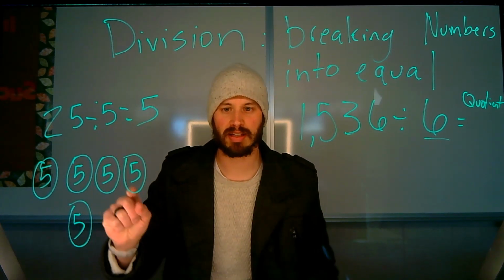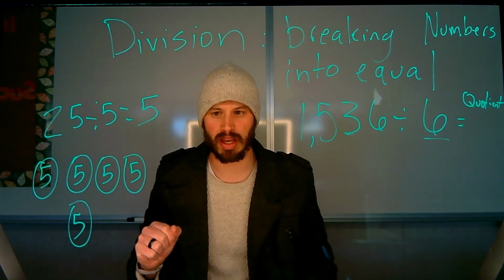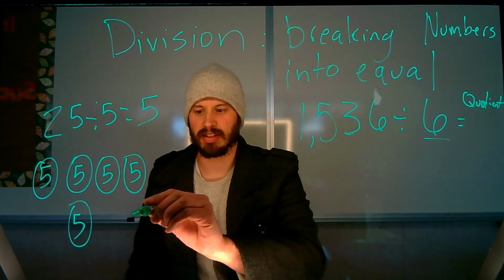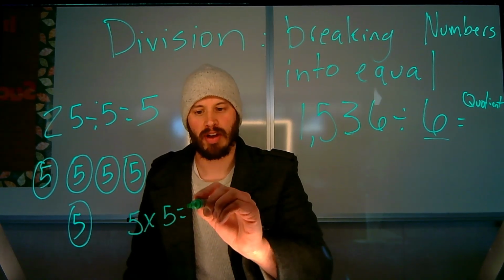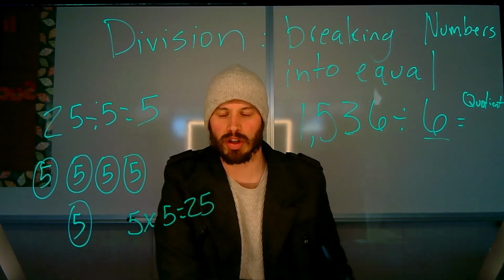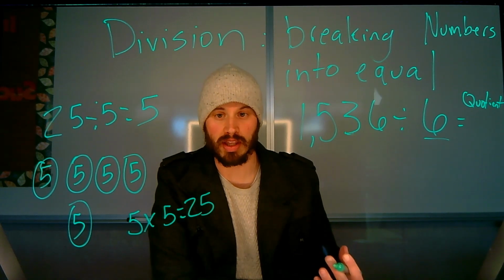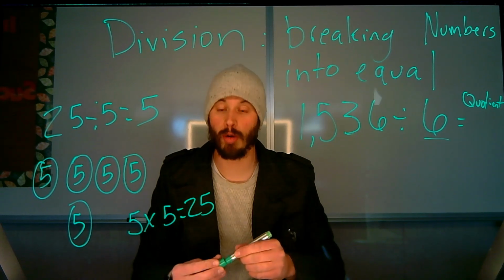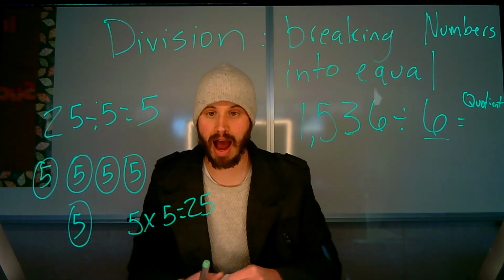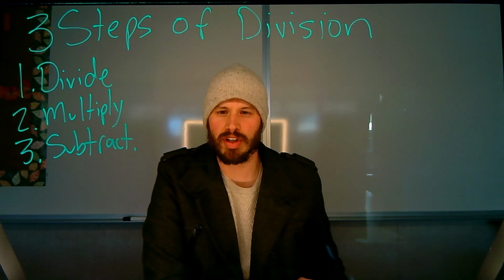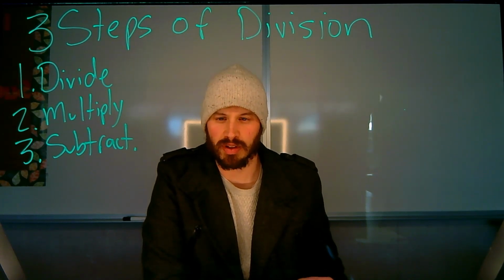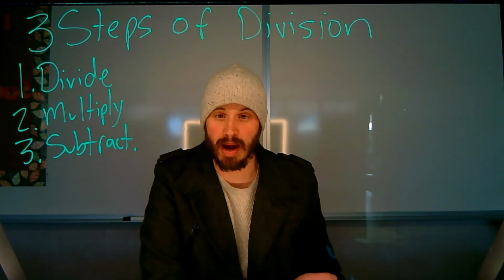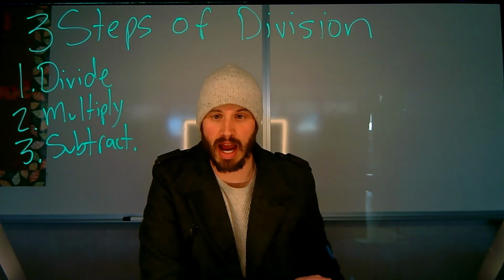And you might recognize this is related to multiplication, right? 5, 5, 5, 5, 5. That's 25. That's the same as 5 times 5 equals 25. So division and multiplication are related. We use them to check each other, and you use multiplication to help you divide. So let's get to how do we divide. In division, there are 3 steps. We divide, multiply, and then subtract. And we repeat that process until we've divided the entire number.